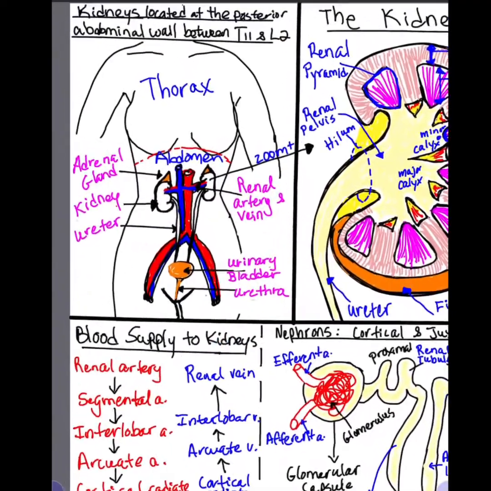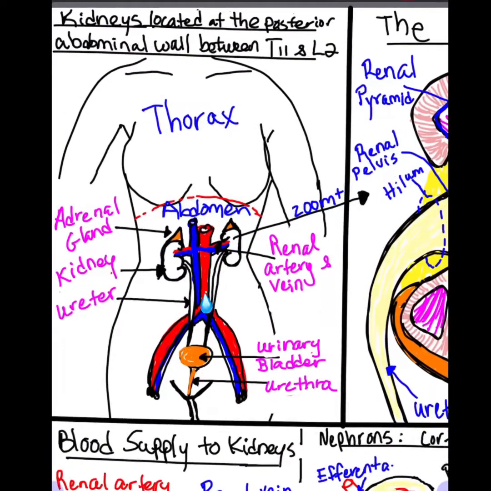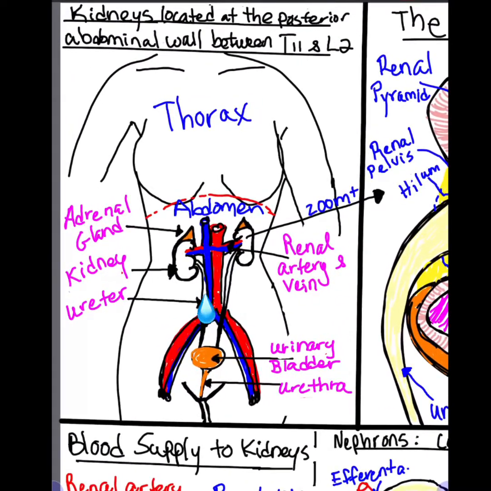The urinary system consists of the kidneys and the urinary tract, which are the ureters, the urinary bladder, and the urethra. The main purpose of the kidneys is to produce urine, associated with the nephrons, and the main purpose of the urinary tract is to transport and store urine.